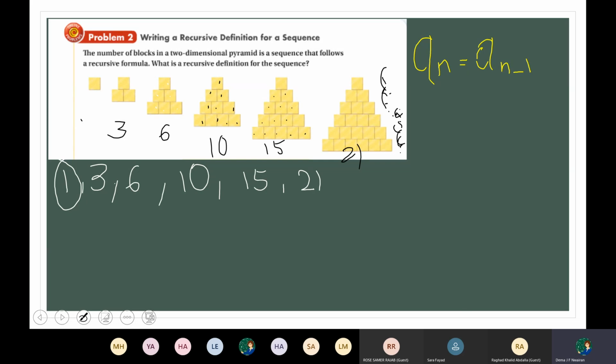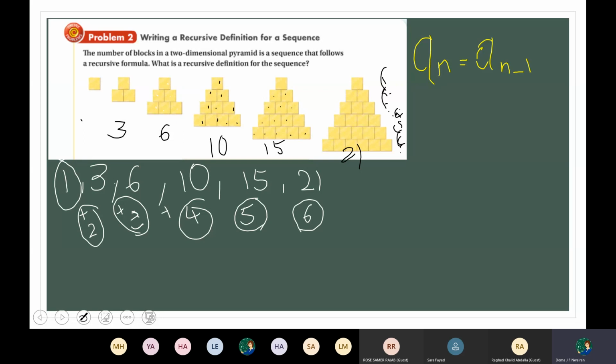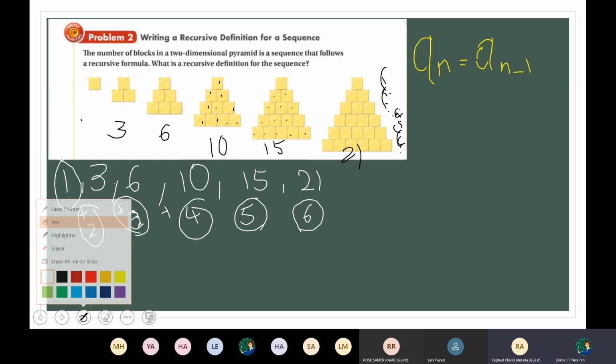Let's now try to add. 1 plus 2 gives 3. 3 plus 3 gives 6. 6 plus 4 gives 10. 10 plus 5, then 15 plus 6, I will get 21. Okay. So it is a subscript n equals a subscript n minus 1 plus n. Yes, Ragad, thank you. I will tell you now how.